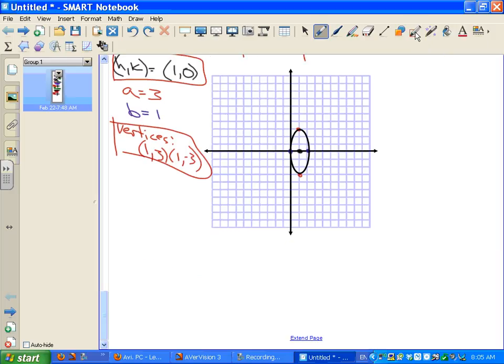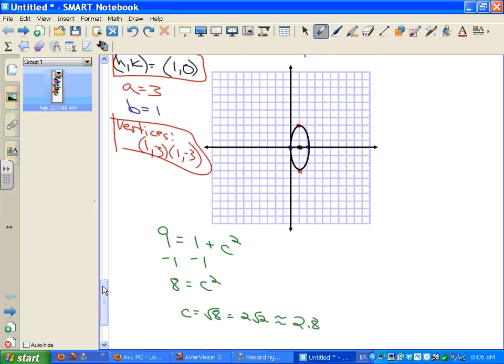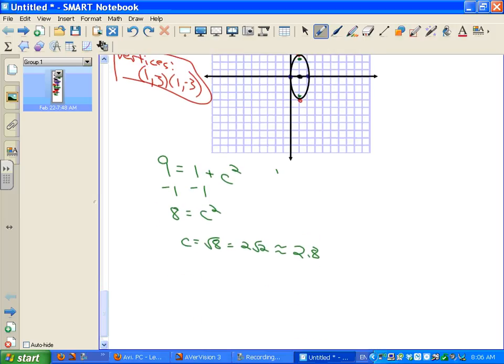All right, so the focus is a squared equals b squared plus c squared. 8 equals c squared. I'll take the square root. C is going to be the square root of 8, which is 2 square root of 2, which is approximately 2.8 or so. So I have almost 3 and almost 3. All right, so there's where I put it for my picture, but if I wanted the actual coordinates, I'm going to do the same thing I did before. I know that everything's going to have an x value of 1, and then I started at 0, and then I went plus or minus 2 square root of 2. There's my foci.